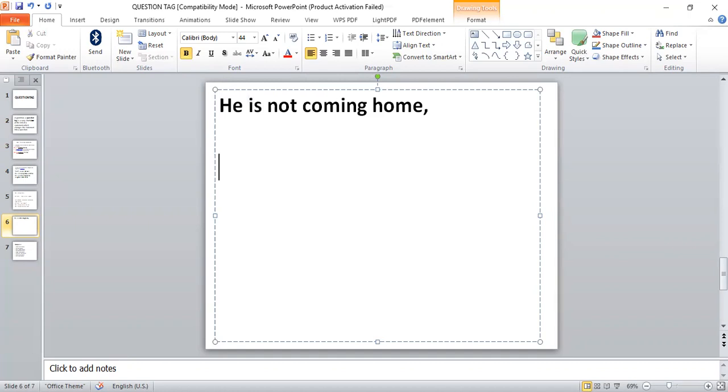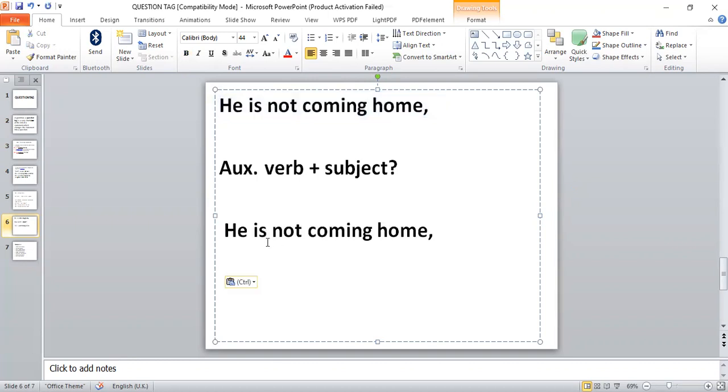What we'll be having is the auxiliary verb plus the subject and our question mark. So if we're going to be forming a question tag for this sentence, because it is a negative sentence, the auxiliary verb plus the subject, so it means we'll be having "is he" as our tag. So that is how the question tag will be formed for a negative statement.